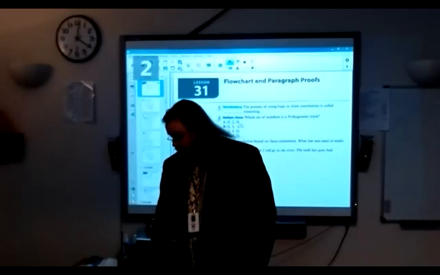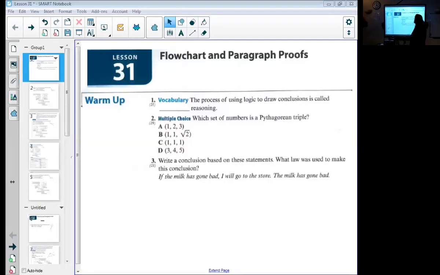Today we are talking about lesson 31, flowchart and paragraph proofs. We start with a warm-up to ignite previous learning. The first question for the warm-up is the vocabulary. The process of using logic to draw conclusions is called blank reasoning.